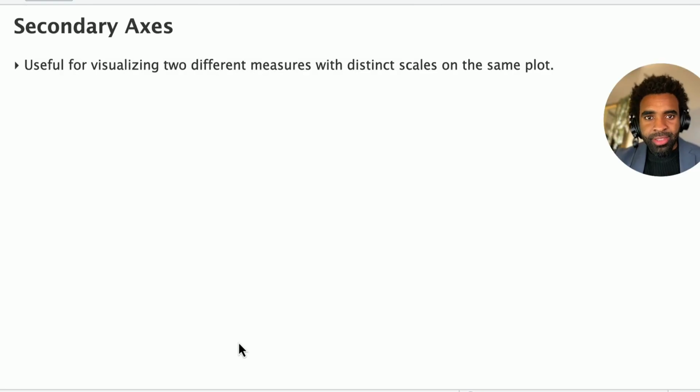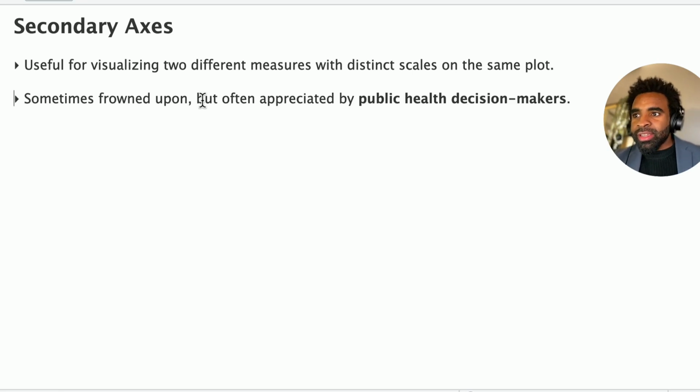Now our very last topic here is going to be secondary axes. Secondary axes are useful for visualizing two different measures with distinct scales on the same plot. And this is often frowned upon by data visualization experts, but within public health it is actually often appreciated, especially by public health decision makers who like to be able to see their key numbers and charts squished into as little space as possible so they can make quick decisions.